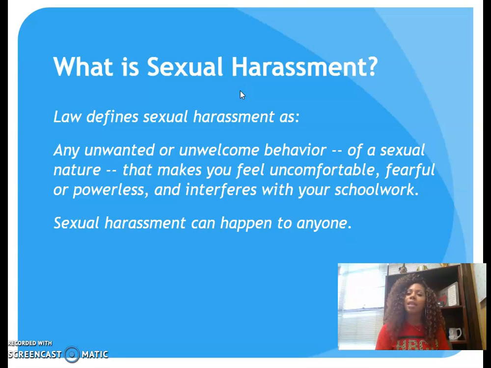So what is sexual harassment? Well, the law defines sexual harassment as any unwanted or unwelcome behavior of a sexual nature that makes you feel uncomfortable, fearful, or powerless, and interferes with your schoolwork. Sexual harassment can happen to anyone.